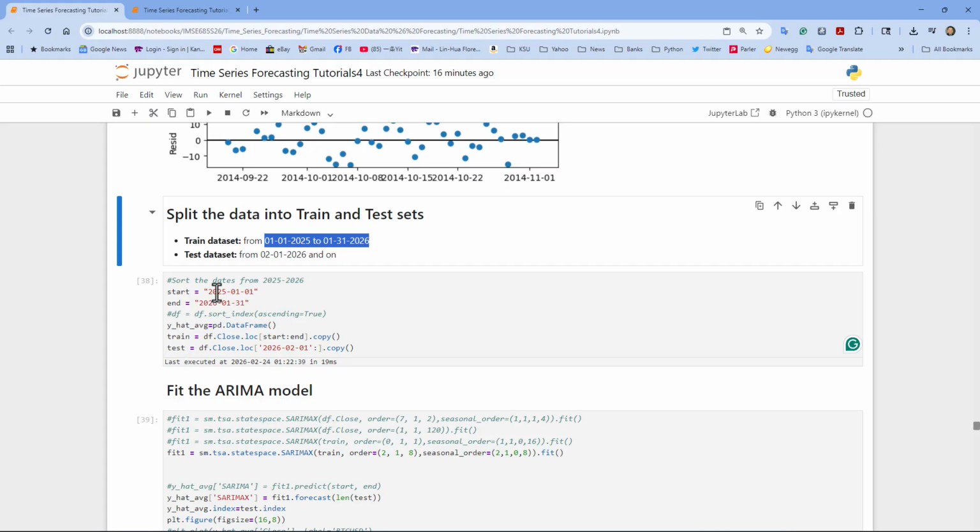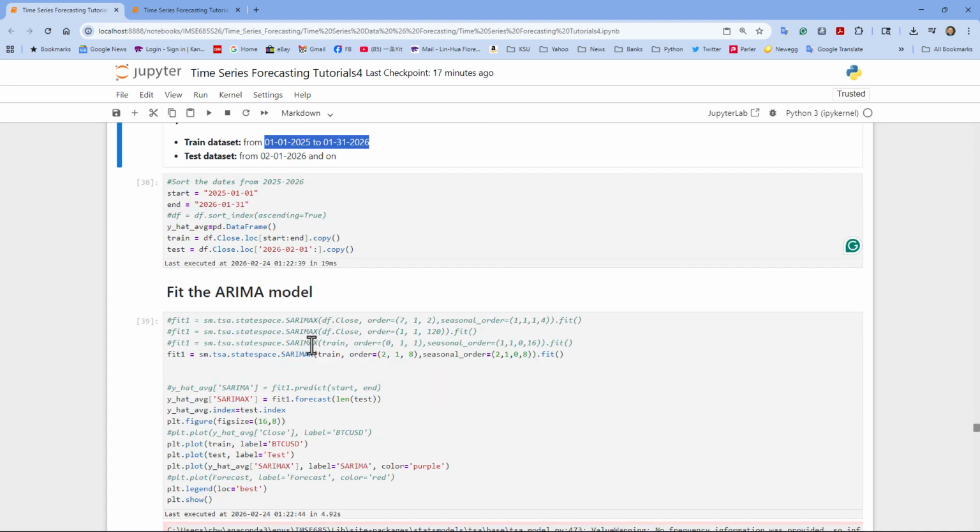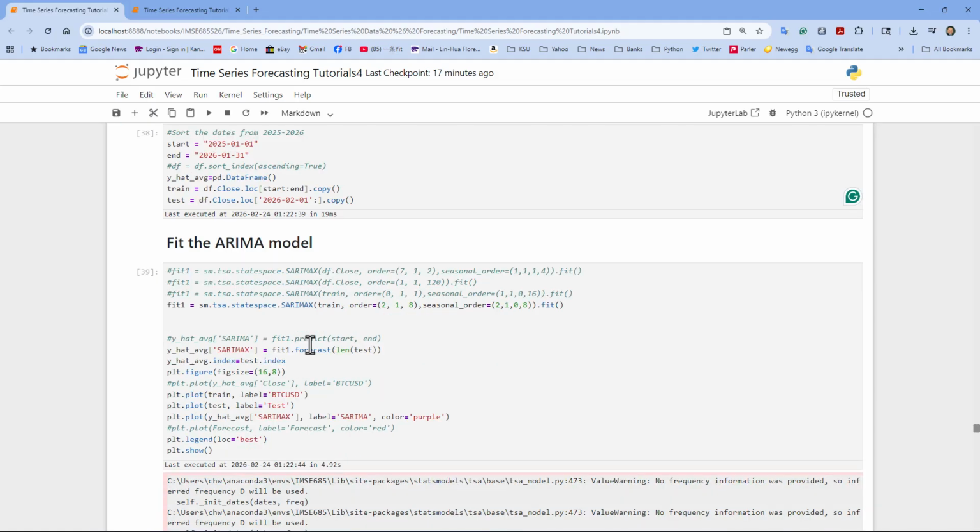So from January 1st, 2025 to January 31st of 2026, we use that as a training data set. All right. And the testing data set is from February 1st of 2026 and on. And we copy those into train and test. Simply, we run the SARIMAX model. Okay, these are the optimal parameters I found.